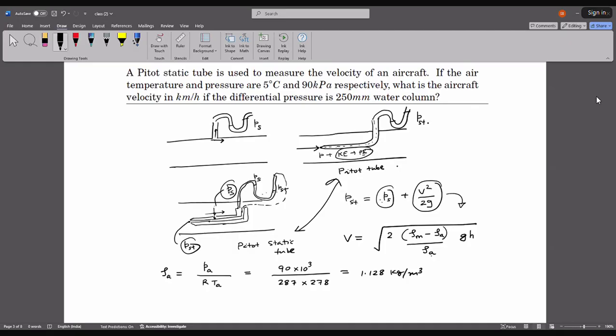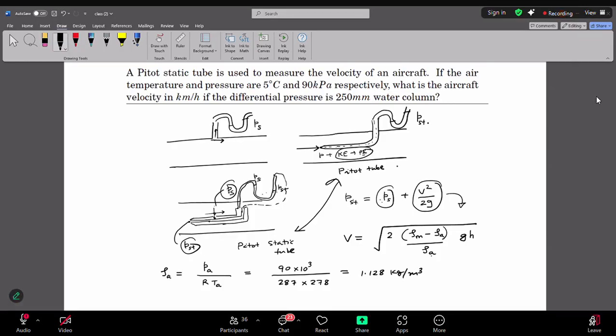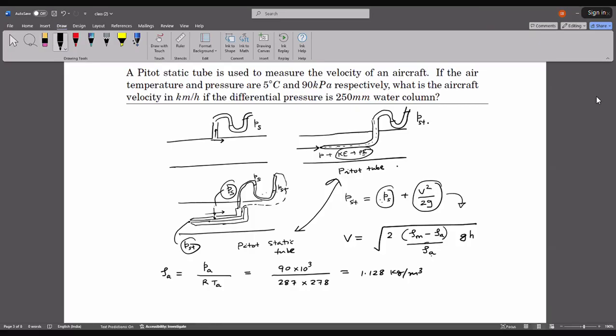So the other thing we want to know is the delta P here. This is basically the delta P across the manometer. Okay, so this delta P is (rho m minus rho a) into g into h, where rho m is the density of the manometer liquid.